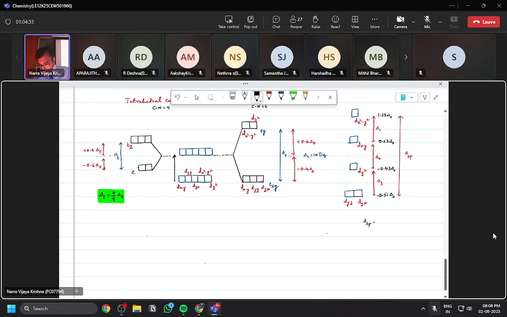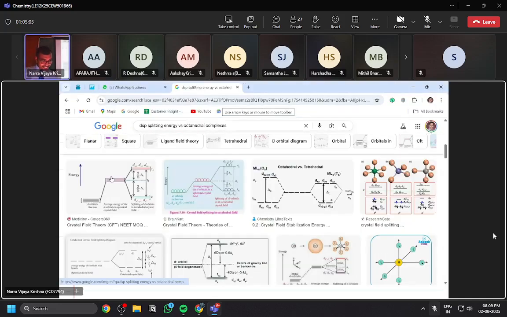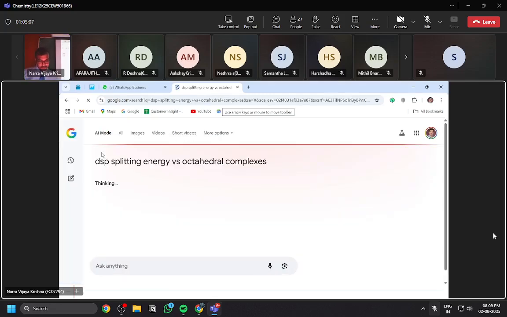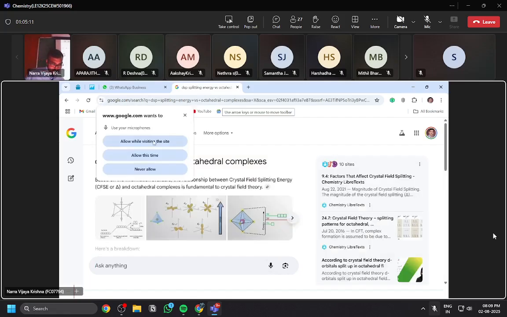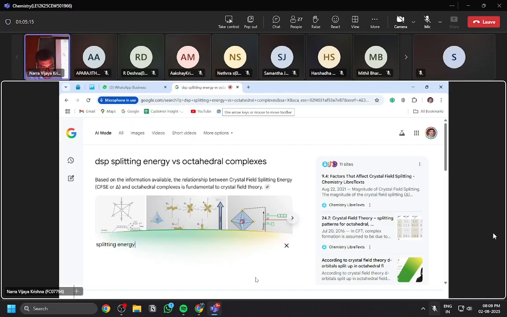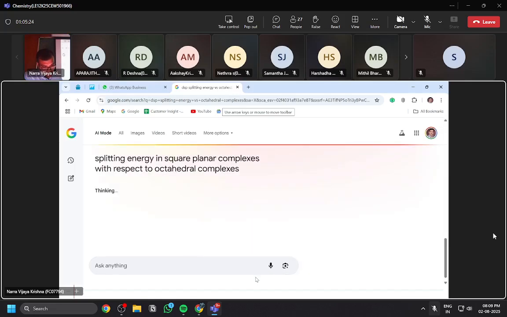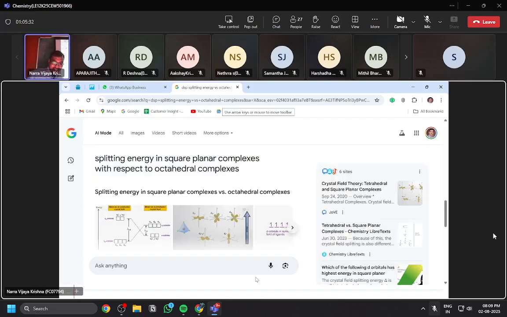Delta SP is approximately 2.64 times of delta naught. But in different sites, they have given different values. How can we conclude? You asked AI, yeah? Any other? Here I can also use, I can also ask once. Splitting energy in square planar complexes with respect to octahedral complexes. Hey, what is it giving?